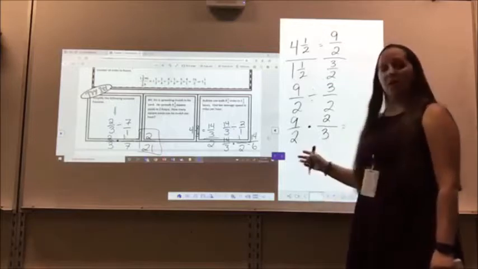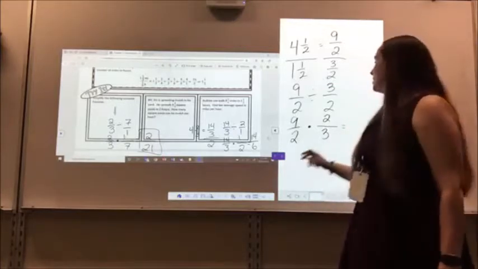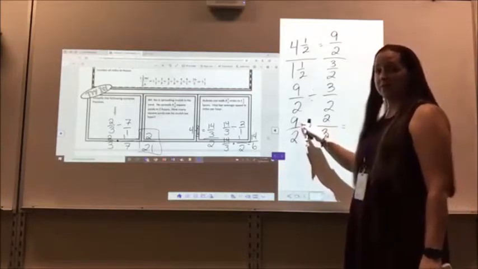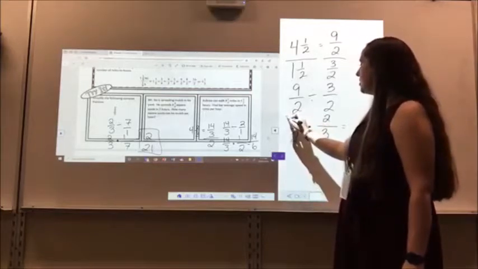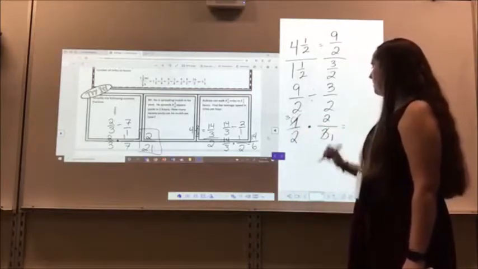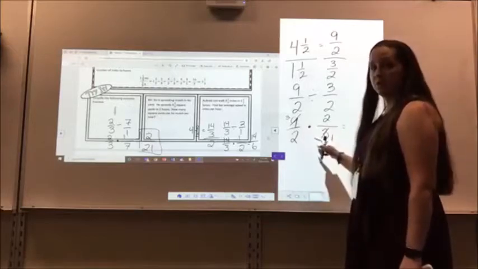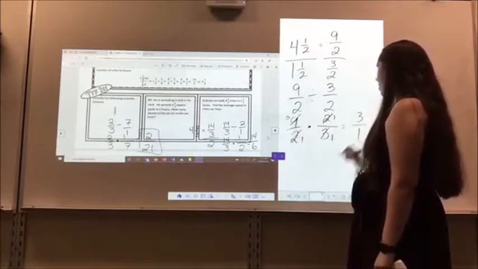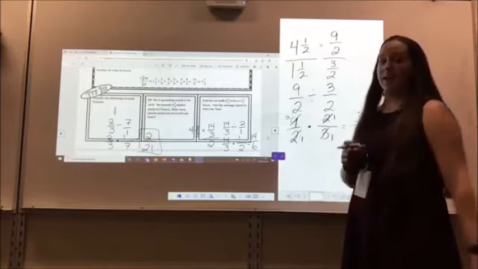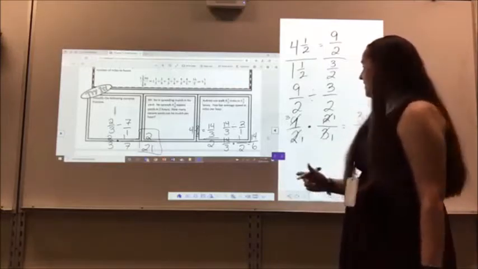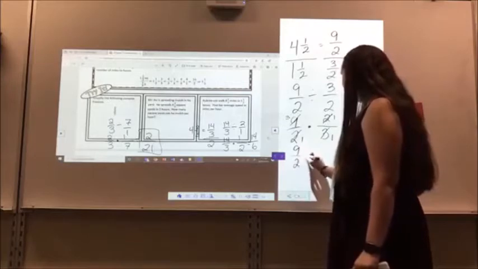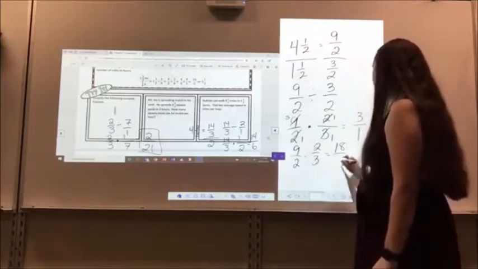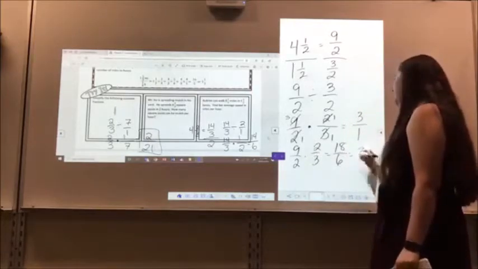Okay. I can notice that I can actually simplify some things here. So 9 and 3, for example, 9 has a factor of 3, so I can divide this by 3, which gives me 3. 3 divided by 3 gives me 1. Same with the 2's. Both of the 2's are factors, so I can simplify those. So I get 3 over 1, or just 3. Now, if you didn't want to simplify first, you can still do it. You'll just have to simplify in the end. 9 times 2 gives me 18. 2 times 3 gives me 6. 18 divided by 6 still gives me 3.